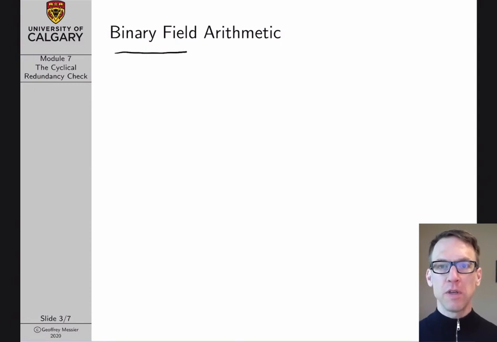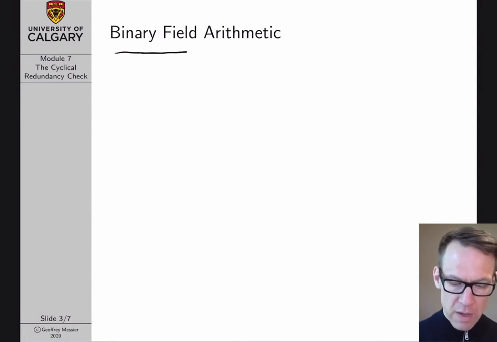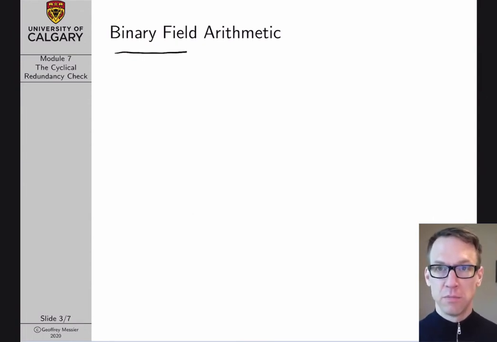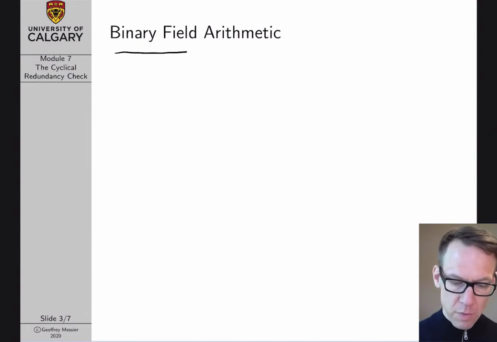Let's first of all consider a nibble, 4 bits, where the most significant bit is i3, then i2, then i1, and then the least significant bit is i0.